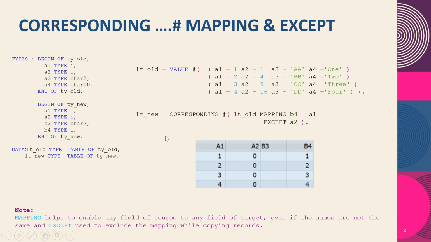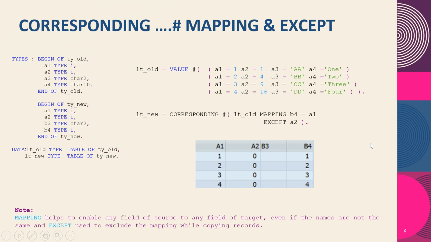Okay. So the result will be: A1 will be copied to A1. Fine. A2 should have been copied, but we said EXCEPT A2, so we are not copying A2. A2 will not be copied. And A3 to B3, no, because there is no mapping. And A1 will be copied to B4. So the A1 value, 1, 2, 3, 4, gets copied to B4. B4, you can see, has 1, 2, 3, 4.